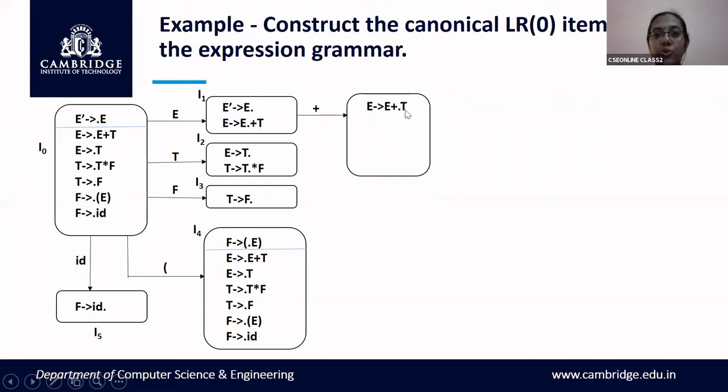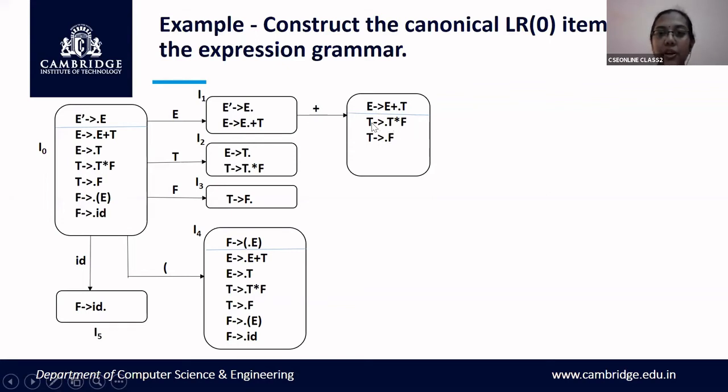When you move dot one position towards the rightmost side, dot is followed by what? Dot is followed by a variable. If it is a variable, then what are you supposed to do? You are supposed to take the closure. Add all the productions of T. You have two productions for T: T derives dot T star F and T derives dot F.